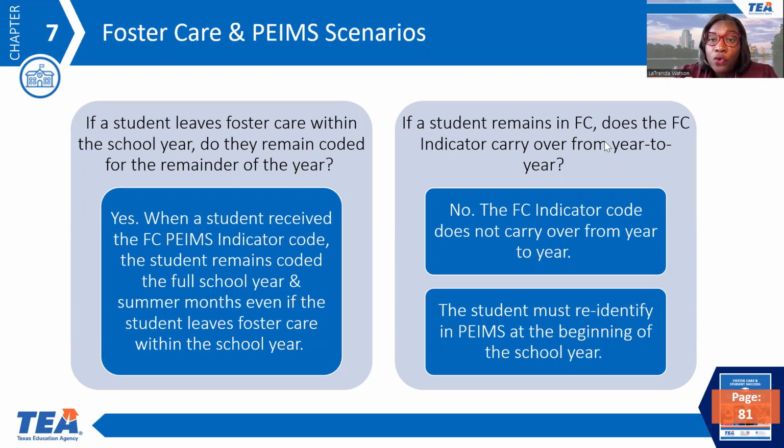So it lasts for one school year, from the first date of school to the end date of the school year. That student stays coded. So at the beginning of the next school year, there should be a confirmation of whether the student is still in foster care to get that coding for the new school year. So please pay attention to the wording of this information. We wanted to provide you with this because we do receive questions about this.